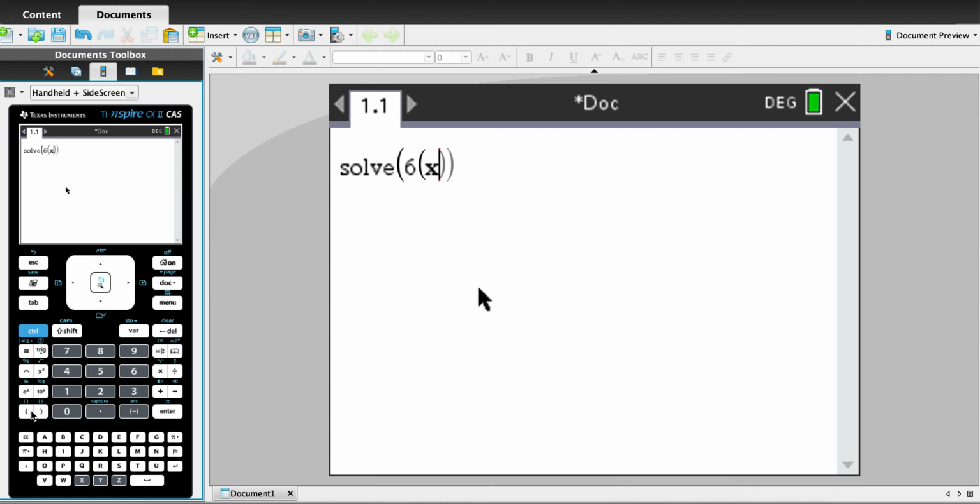So x plus 1, and then we close the bracket. Take away 4, and then bracket x take away 2. Close the bracket, equals 0, and we put a comma x. And we press enter.